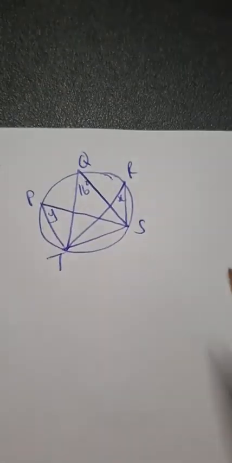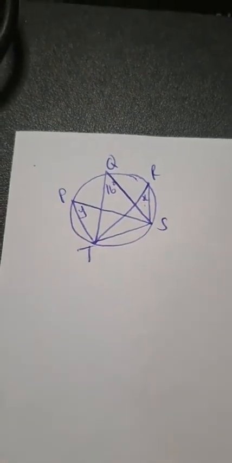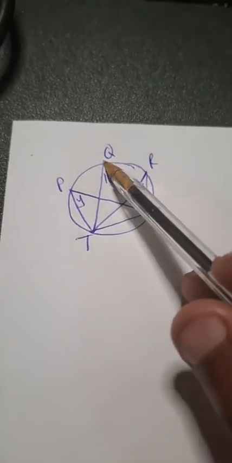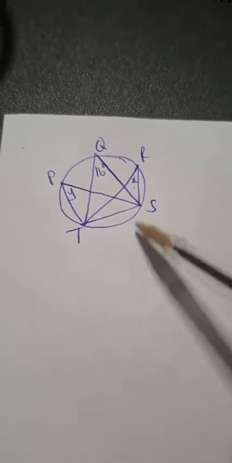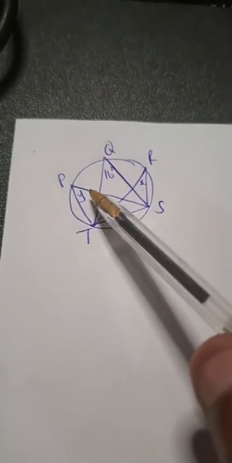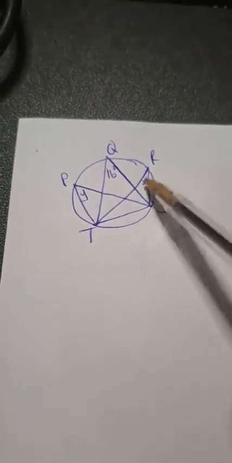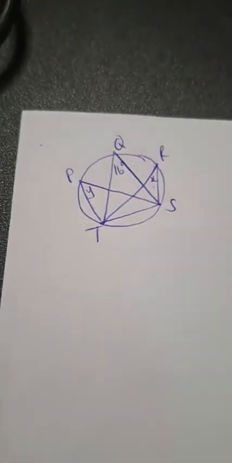P, Q, R, we have X here, we have 16 there, we have Y there, and we have T and S. We want the values of Y and X. R, Q, and P are on the circumference of the circle. So we want the values of Y and X. This is 16 degrees.